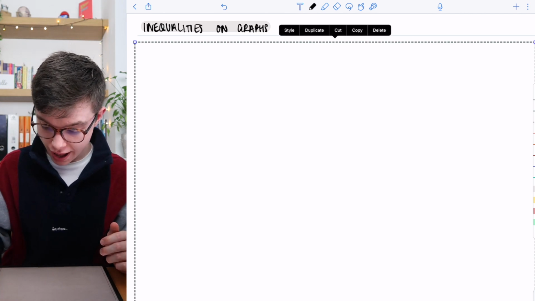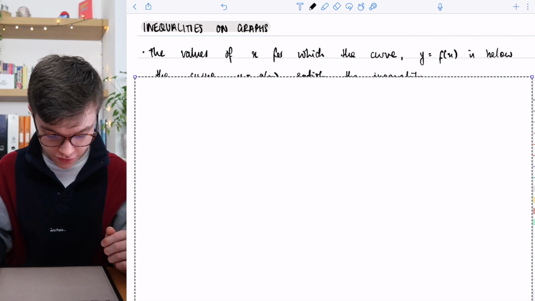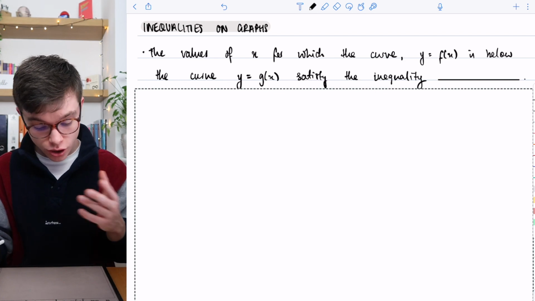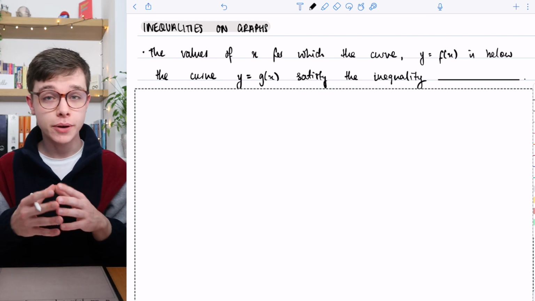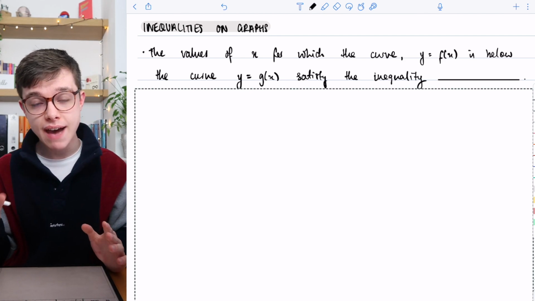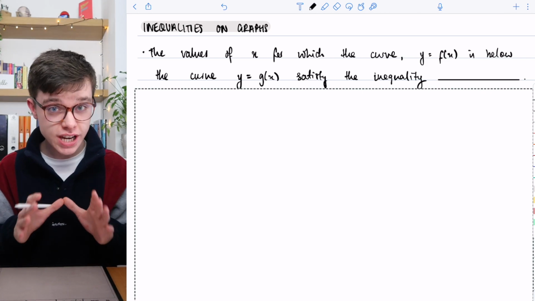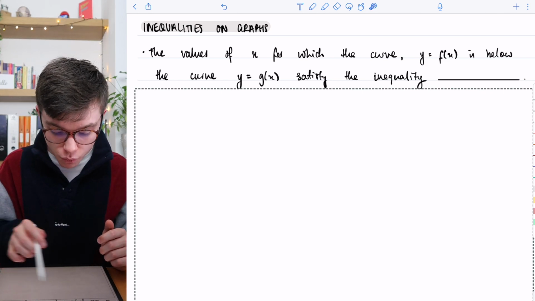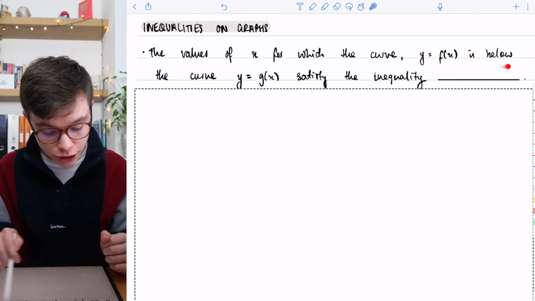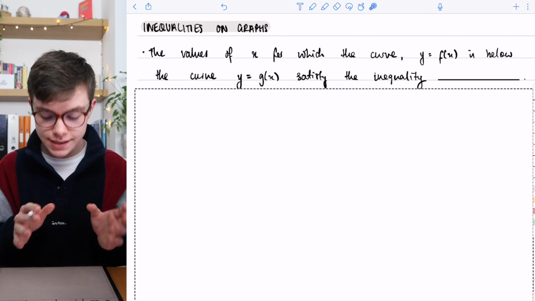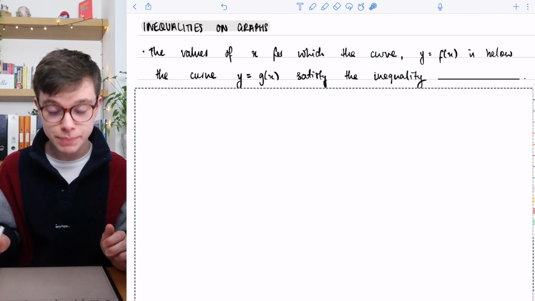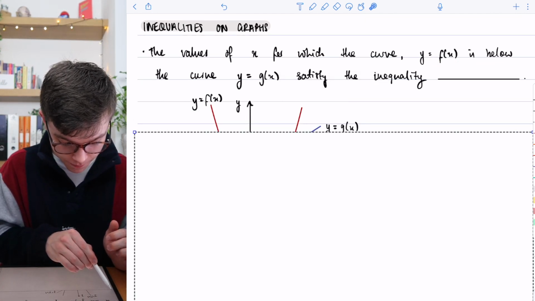Now, let's have a look at the first thing for this video. The first bullet point says, let's imagine we have got a curve and we've got another curve. Now, the curve might be a straight line, we don't know, but for example, let's say we've got one curve, which is f of x, and we've got another curve, which is g of x. If we have the values of x for which the curve f of x is below the curve g of x, satisfy some inequality. So for example, let's say we've got f of x below. Let's have a look at what that looks like on the graph.